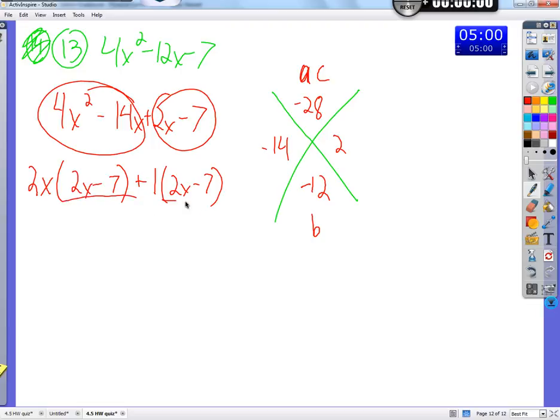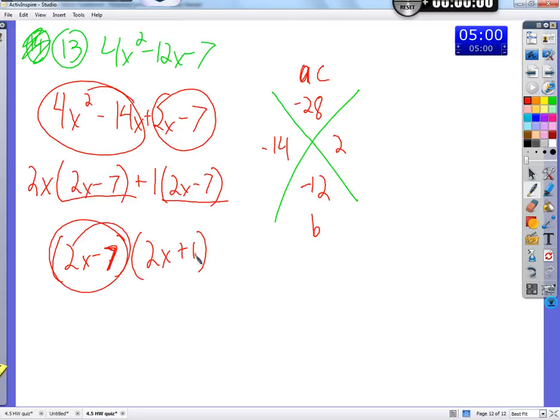Again, these two terms, this big guy right here, and this one right here, both have a factor of 2x minus 7. So we undistribute the 2x minus 7, just like we undistributed this 2x in that example. And we would be left with 2x plus 1. If you distribute the 2x minus 7 to 2x, you'd have 2x times 2x minus 7. If you distribute the 2x minus 7 to 1, you get 1 times 2x minus 7. And it's factored. There's always guess and check. You can try and split up 4x squared and negative 7 until it just all works out.